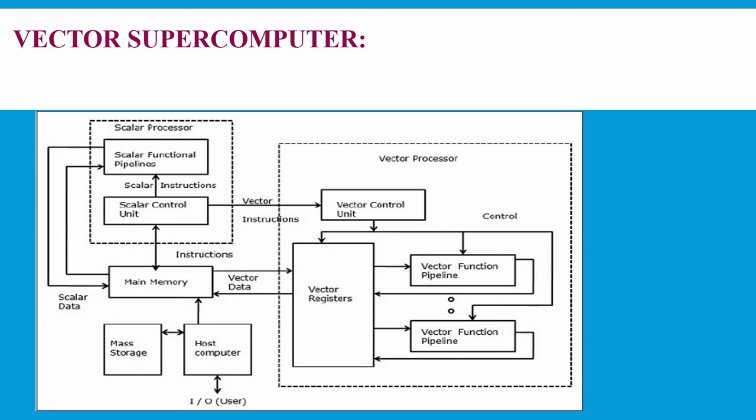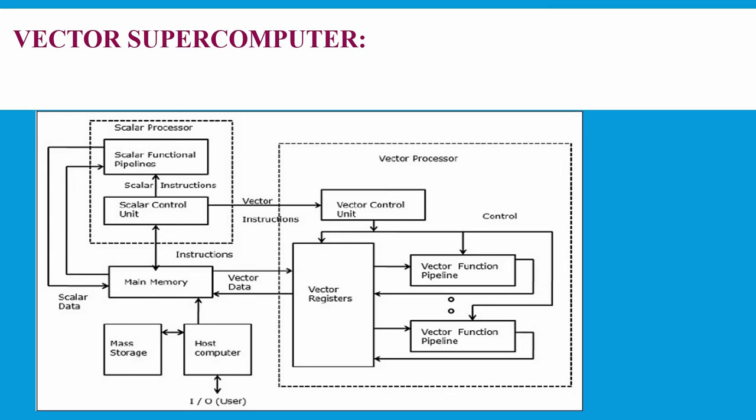If the decoded instruction is a vector instruction, it means a one-dimensional array of instruction. That instruction is transferred to the vector control unit. Then the vector control unit sends the instruction to each vector functional pipeline. Each vector functional pipeline receives instructions. After that, it gets data from the vector register or it can get directly from the main memory. It depends on the memory access model.